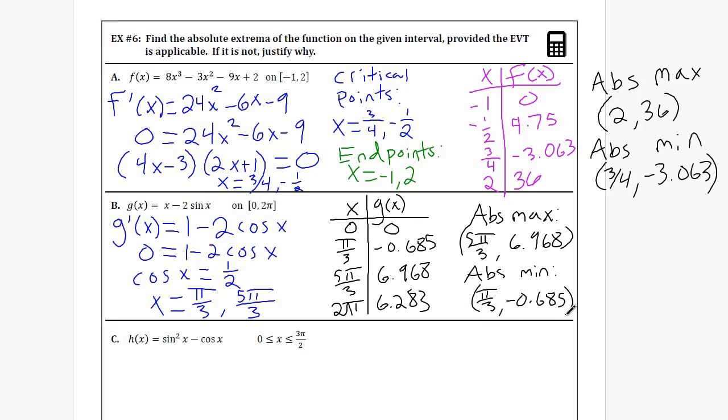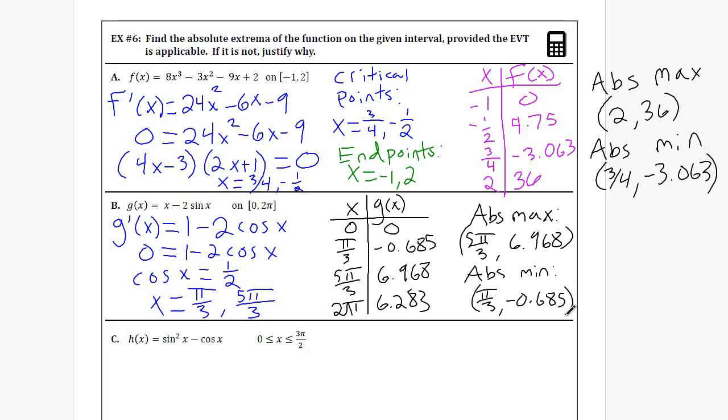Now, one question that I tend to get is what happens if I got the same value. So notice 5 pi over 3 and 2 pi are pretty close. If you got the same value, then you would just list both of those. So if 5 pi over 3 and 2 pi were both 6.968, I would just say absolute max at 5 pi over 3, 6.968, and 2 pi, 6.968. In this case, they're different, so you just get 1.